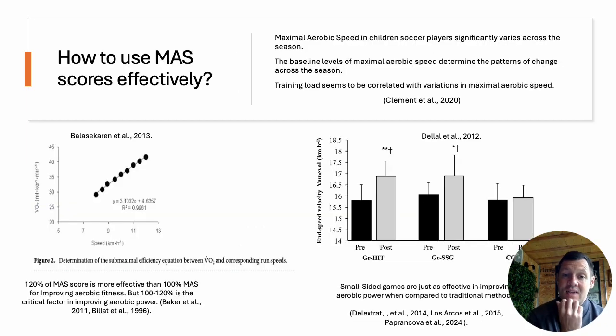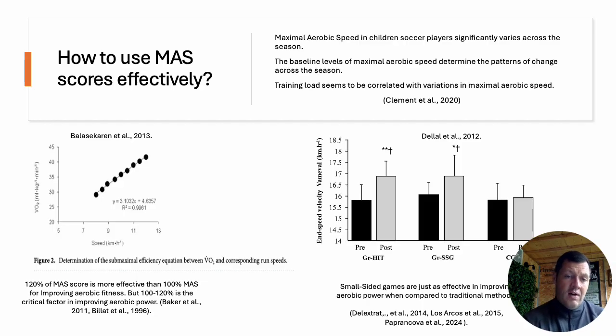So how to use MAS scores effectively. Clemente et al. did a decent paper looking at children's soccer players, and they found that maximal aerobic speed significantly varies across the season. They also found that baseline levels of maximal aerobic speed determine the patterns of change across the season, so you can actually predict whether players have dropped off or increased in performance levels, and then the season after you can start to periodise the training load or game load, etc. And training load seems to be correlated with variations in maximal aerobic speed.